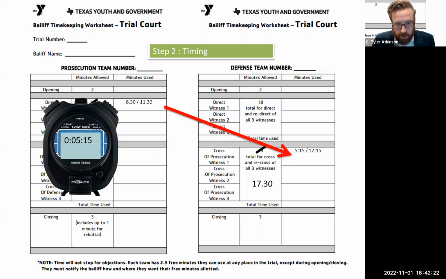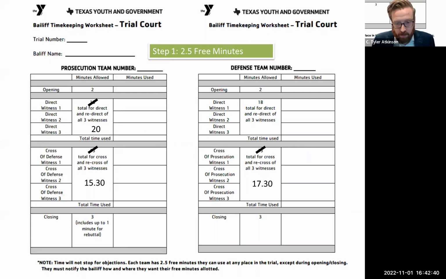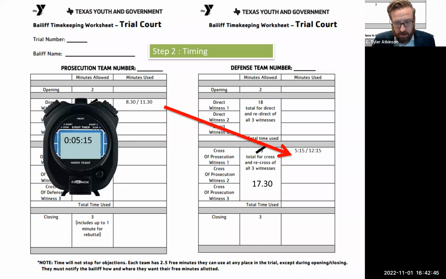We start here. I missed a slide, but that's okay. We can recreate it. So in the direct, under this timer, you see here, there's direct of witness 1. The prosecution used 8.5 minutes of their 20 minutes total, which gives us 11:30 left. So I said how much time was used and how much time is left.